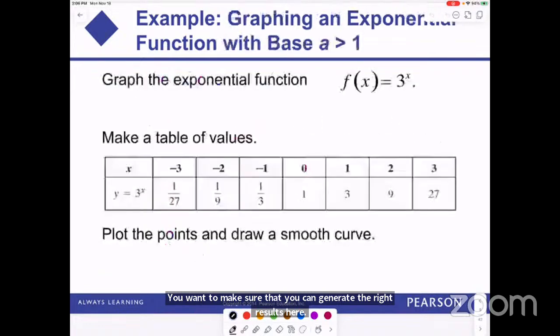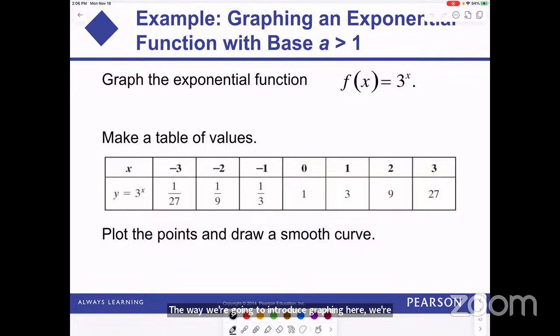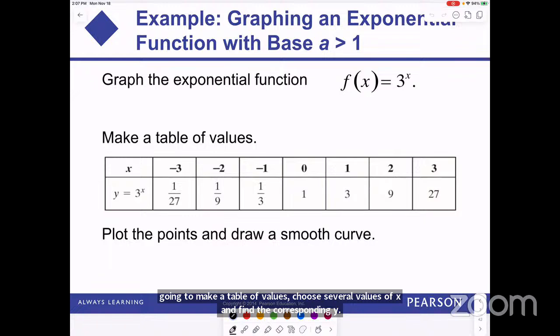So in this example, we're asked to graph this exponential function, f of x equals 3 to the power of x. The way we're going to introduce graphing here, we're going to make a table of values, choose several values of x and find the corresponding y. So essentially what we did here, we let x be -3, -2, -1, 0, 1, 2, and 3, okay? And then we calculated the corresponding y's.